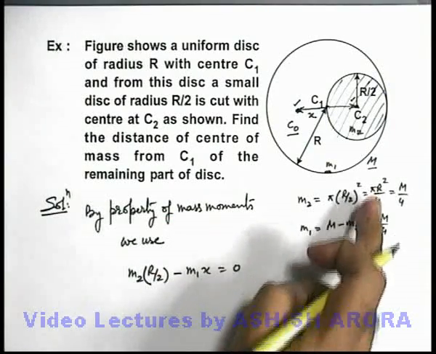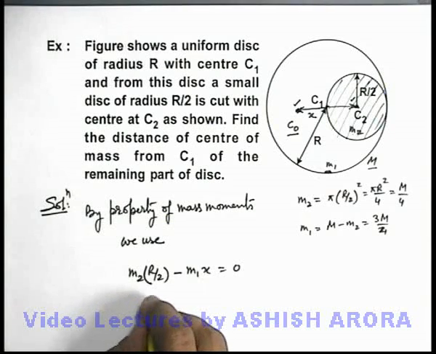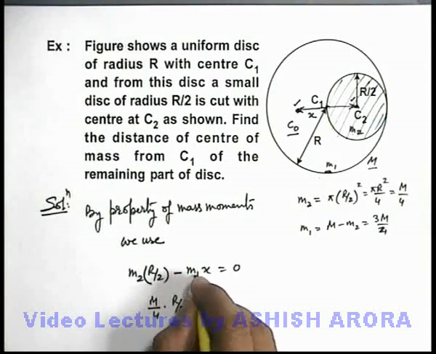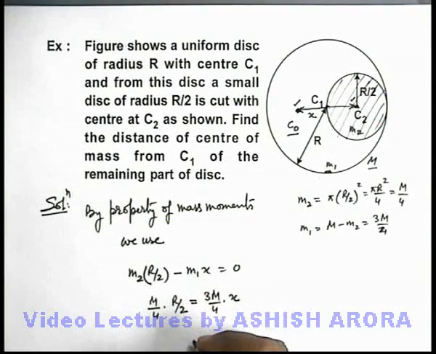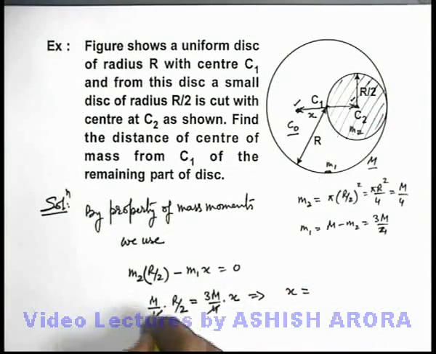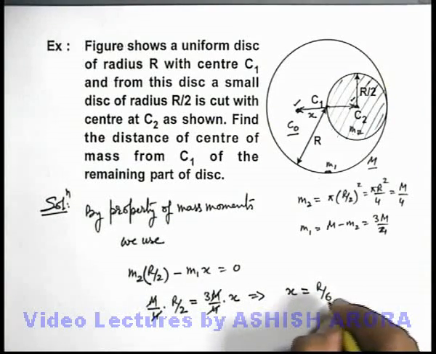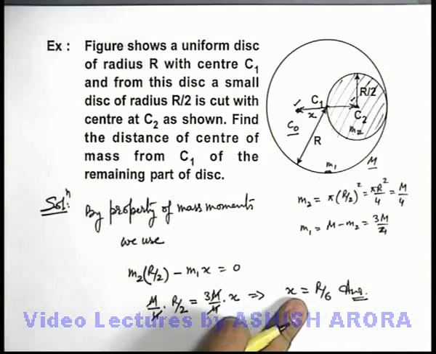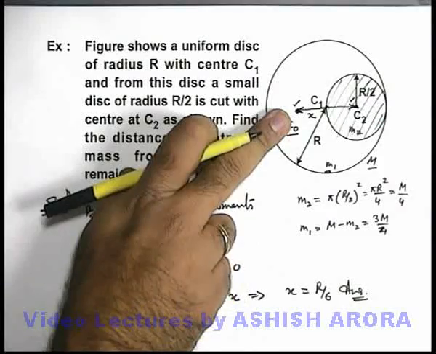If we substitute the values of m2 and m1, here we can see we'll be getting m by 4 into r by 2 is equals to 3m by 4 into x. On solving, we'll get x is equals to, this 4 gets cancelled out, m also gets cancelled out. It is r by 6, which is the answer to this question. We were willing to calculate the distance of remaining part of disk center of mass from C1.